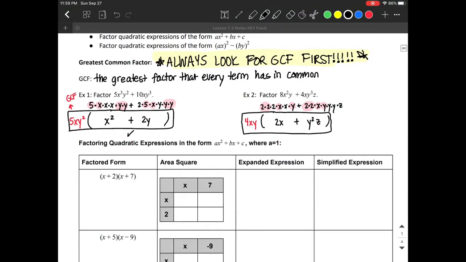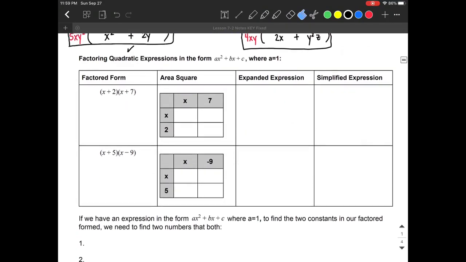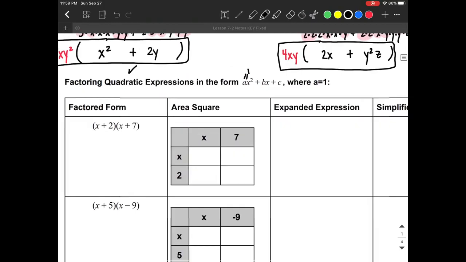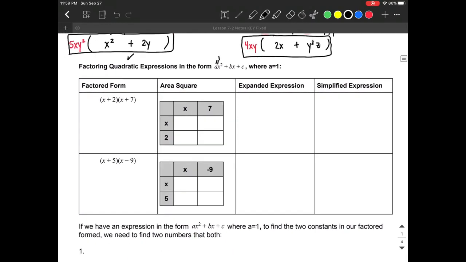All right, now let's get into the good stuff. First thing I want to do is factor quadratic expressions in the form ax squared plus bx plus c, where a is equal to 1. So that's where the coefficient for x squared is equal to 1. All right, I'm going to do what I already know to start, and then I'm going to see if I can look for a pattern.